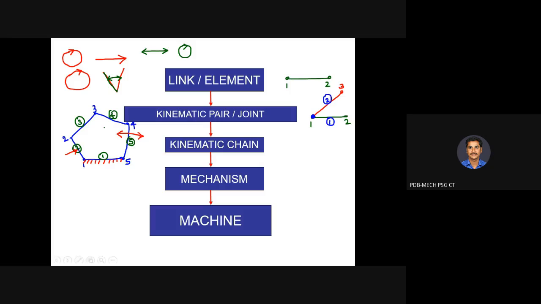In this example, assume link 2 is going to be rotated continuously, 360 degrees, but the output can be rocking. It may oscillate to a certain angle, from here to here. It may have a rocking action. So this is a mechanism. So when can you say it is a machine?